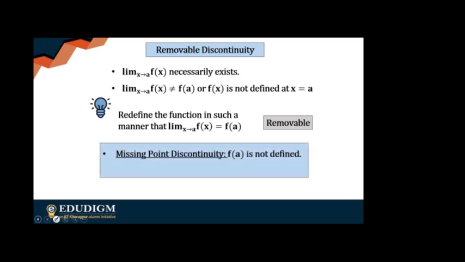Now, since there are 2 reasons, we have again two types of discontinuities, removable discontinuities to be precise. The first one is missing point discontinuity. Again, look at the name, missing point. So f(a) is not defined. The graph was going perfectly well, there's no problem with the value of the limits, but all of a sudden this functional value is missing. This is why it's called the missing point discontinuity.